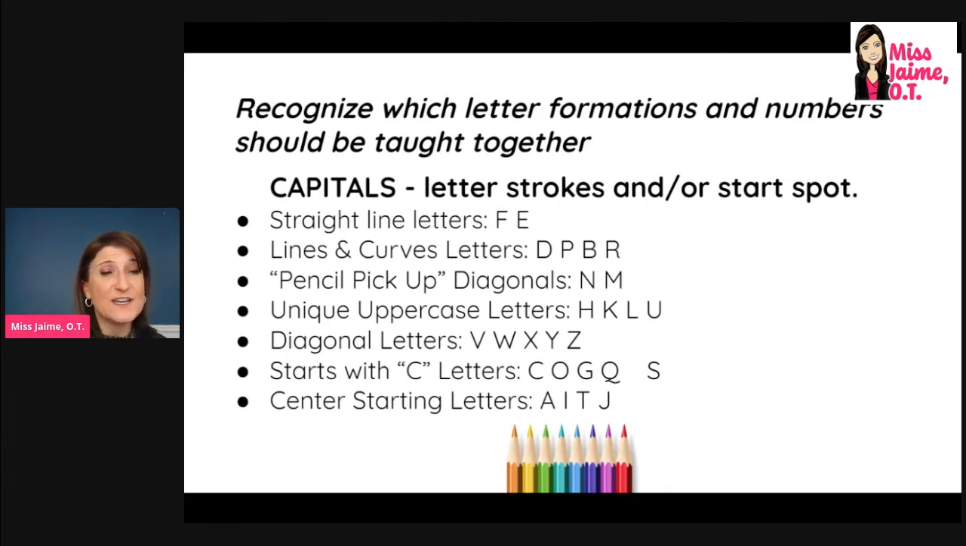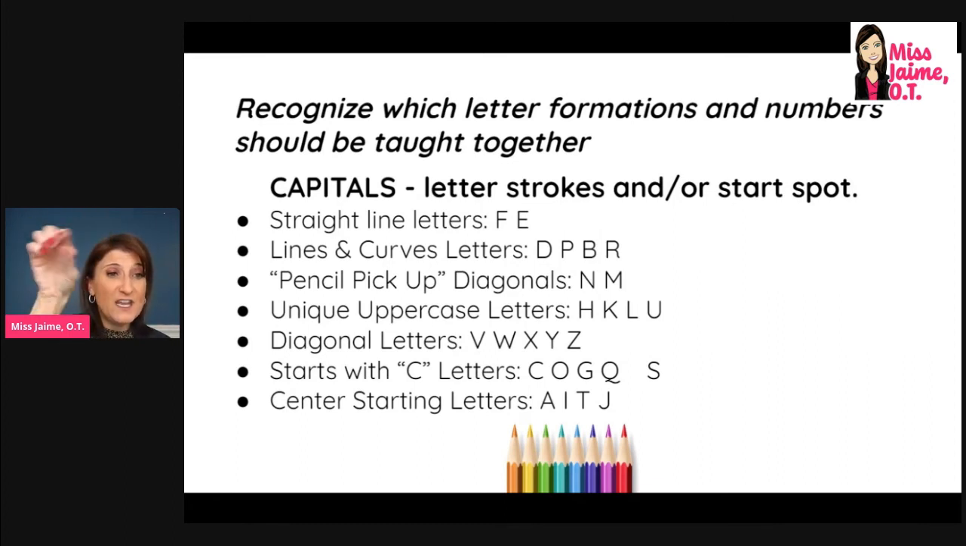Pencil pickup diagonals. Now you may say, why aren't N and M together with V and W and X? They're all diagonals. That's true. But N and M have a different start spot, meaning they start at the top. N and M have a different movement. They start at the top, they do a big line down, and then they have a pencil pickup to get back to the top and to finish the letter. The rest of the diagonal letters don't.